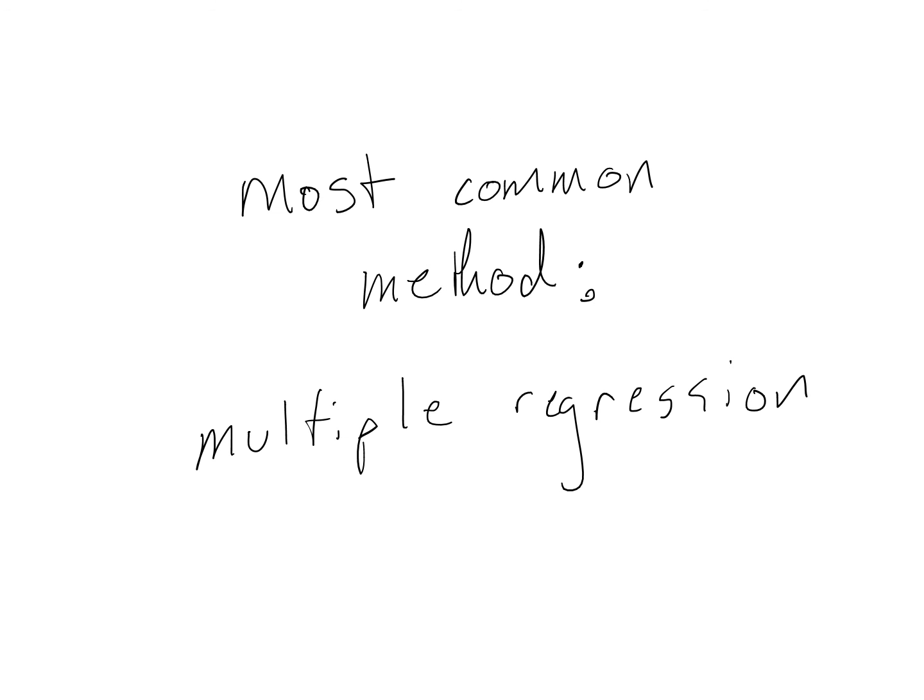The most common method of adjusting for potentially confounding variables is called multiple regression. I will not go into details about multiple regression here, but the goal is the same thing. We're studying the association between two variables, and we want to hold constant any potentially confounding variables.